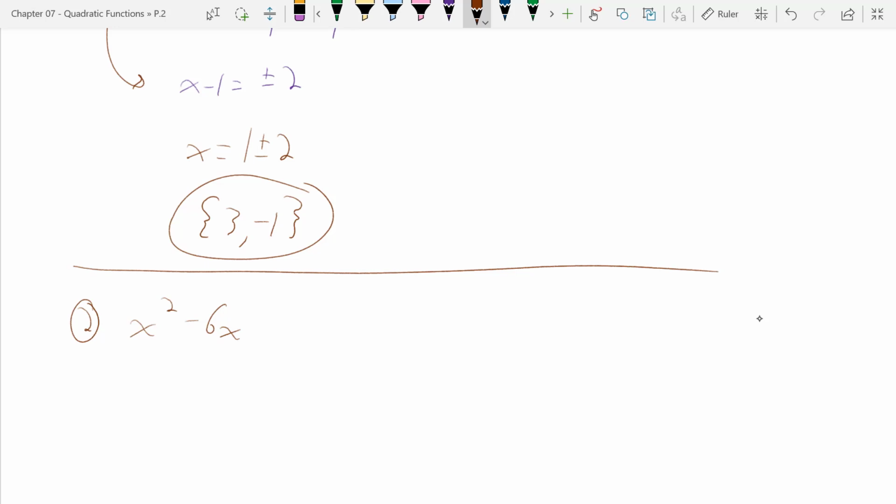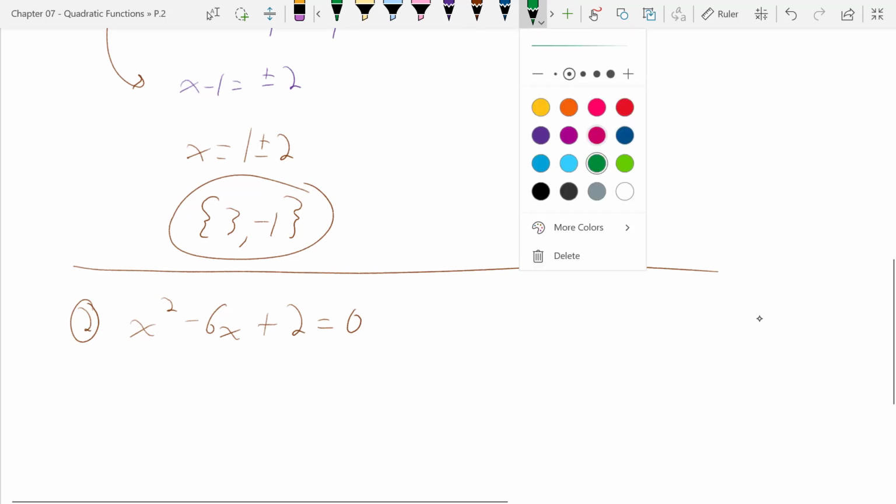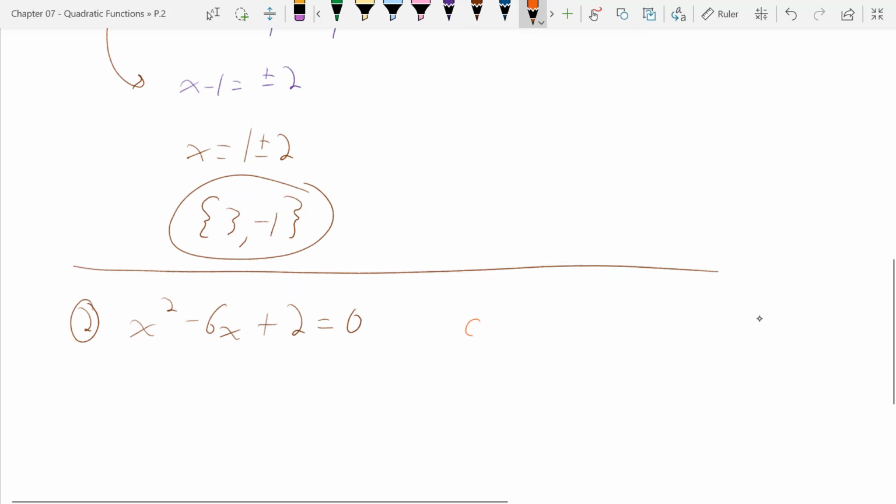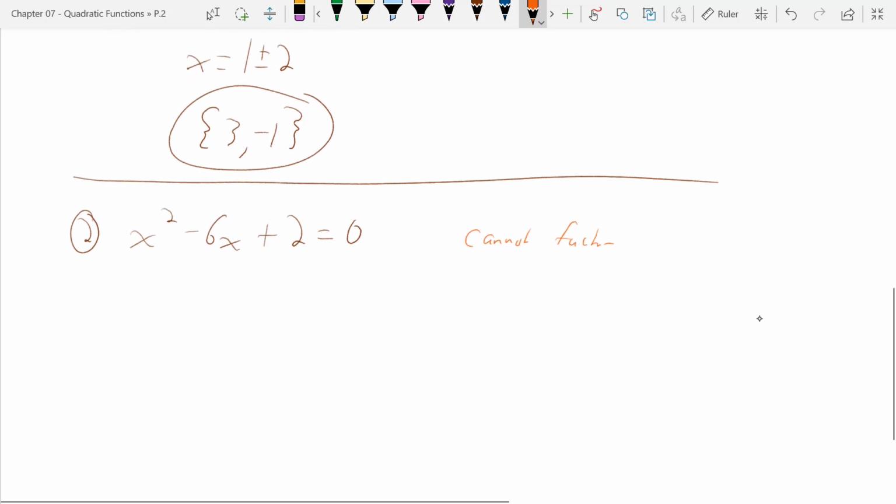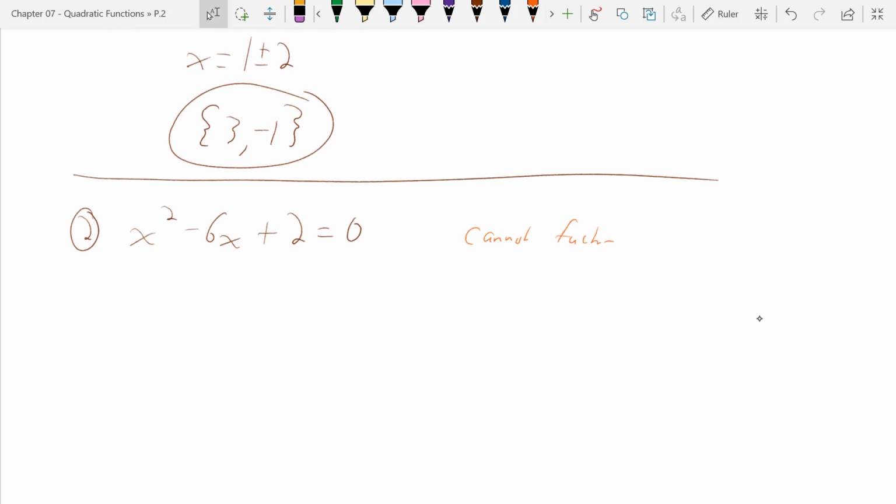Next problem, x squared minus 6x plus 2 equals 0. If you look at this, before, the way we would solve this would be by factoring. Well, I cannot factor this. I can't factor it because you can't get from 2 to 6 by splitting that up and adding. So what we have to do is use a skill that we're going to introduce here. This is the topic heading called complete the square.